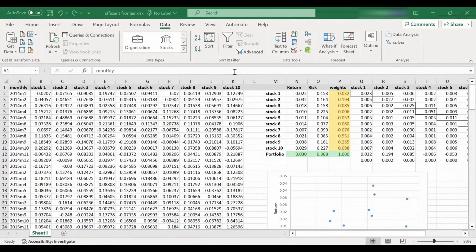Hi there. In this tutorial, we'll be teaching you how to trace the efficient frontier in Excel.